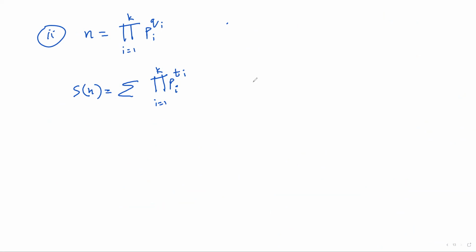But the ti can vary from 0 to qi. So all possible combinations of ti from 0 to qi. So this is one of the divisors. Now we are going to sum all possible divisors where ti runs from 0 to qi.